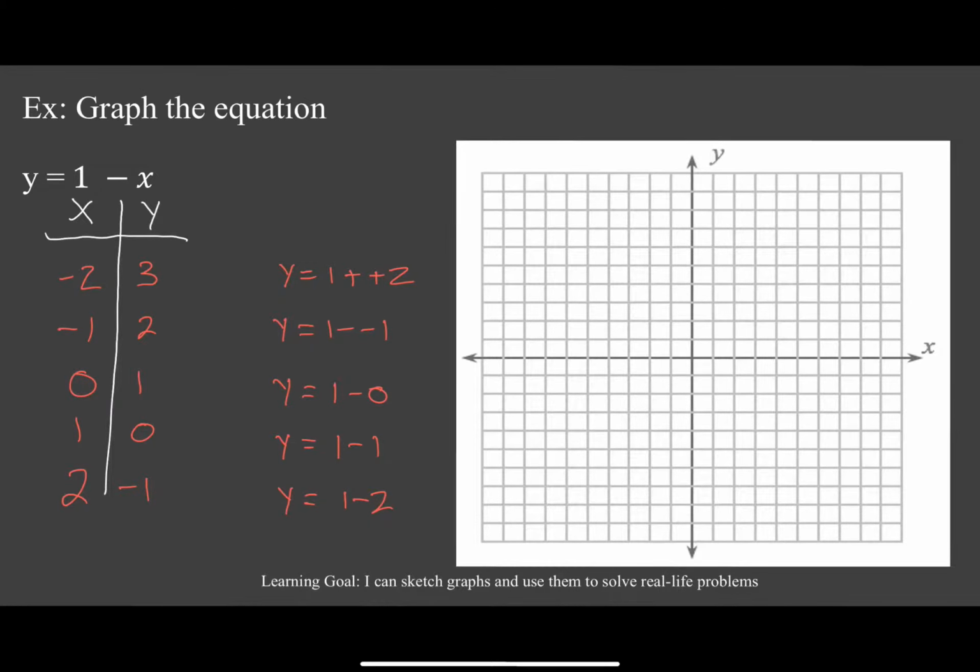And now each one of the rows in our table of values represents an ordered pair, so we can go ahead and graph that. So negative 2, 3, I'm going back 2 and up 3. Then negative 1, 2, I'm going back 1, up 2. 0, 1 would be here. 1, 0 would be here. And then over 2 and down 1. And then again, we can just draw in our line and we are done.